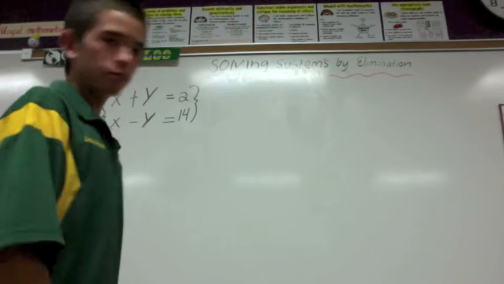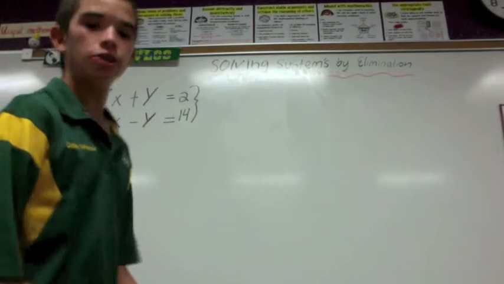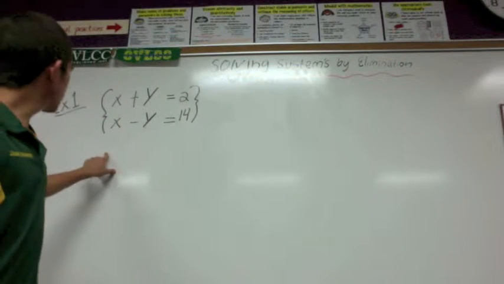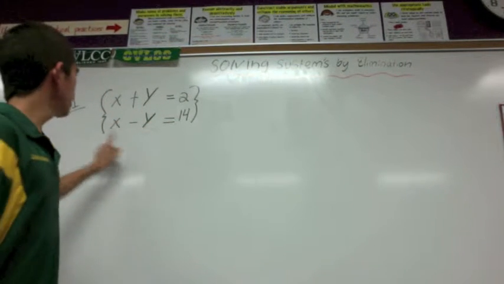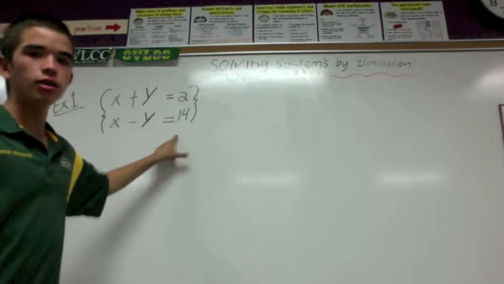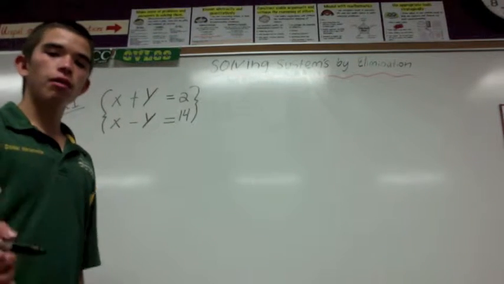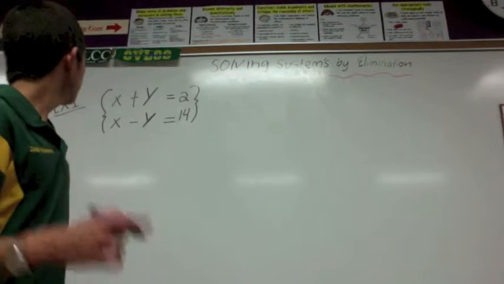Alright, today we're going to be learning solving systems by elimination. And our first example is x plus y equals 2 and x minus y equals 14. So what we're first going to do is eliminate the y variable by adding both equations.